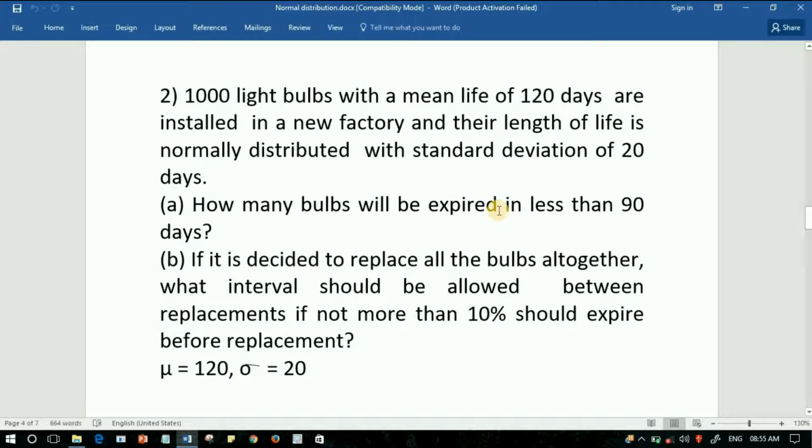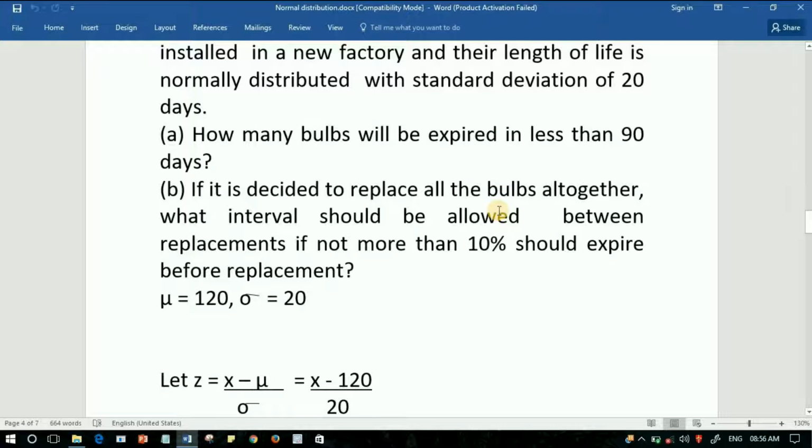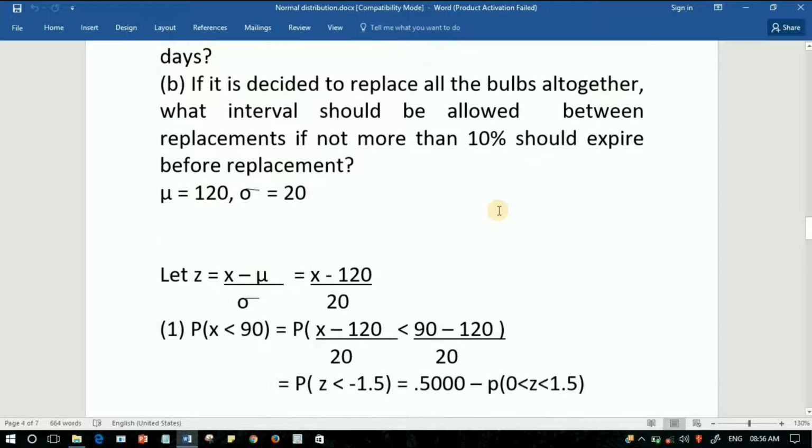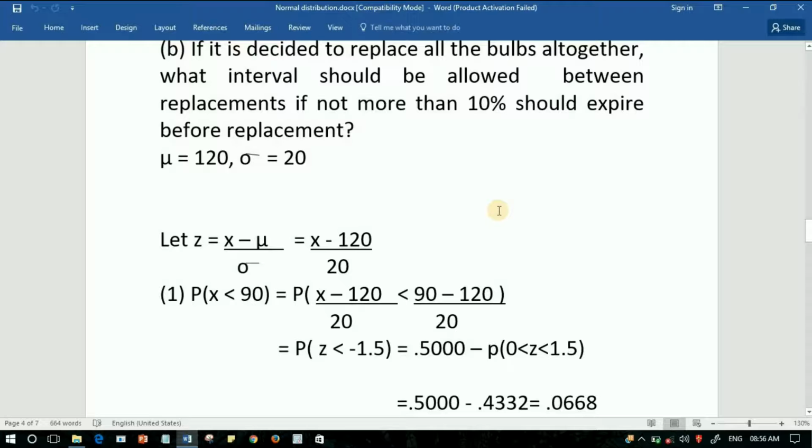So mu is equal to 120 and sigma is equal to 20. So we let z is equal to (x minus mu) by sigma, that is (x minus 120) by 20. Question number 1: how many bulbs will expire in less than 90 days? That is probability of x less than 90. Then the transformation: (x minus mean 120) by 20 less than (90 minus 120) by 20. We get probability of z less than minus 1.5.